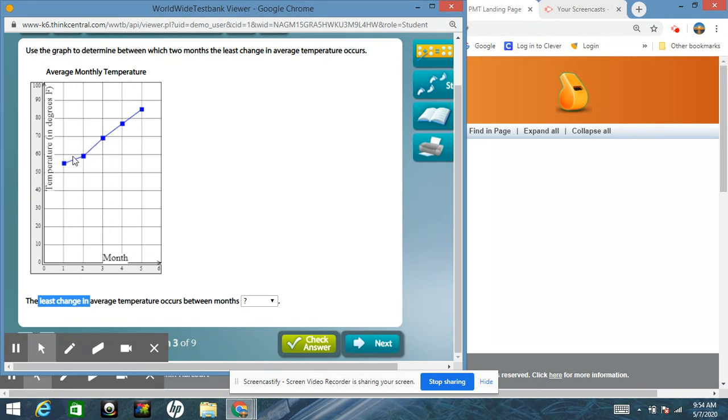If you look here, this one says 60 to, I would say, about 56. 60 to 56 is only 4. The difference would be 4. So that's your least one. So that would be from month 1 to 2. Of course, yours may be different. You have to look at the graph and see which one has the shortest space.